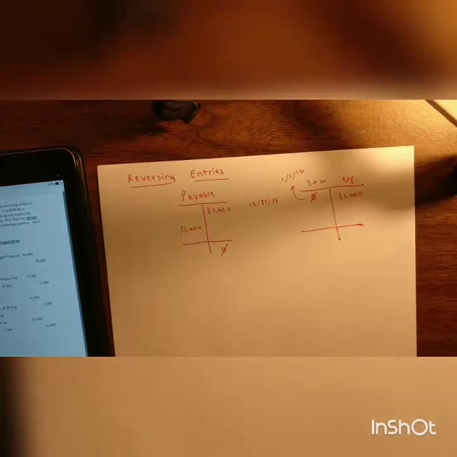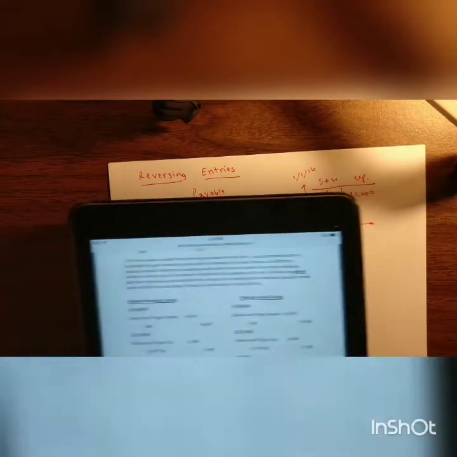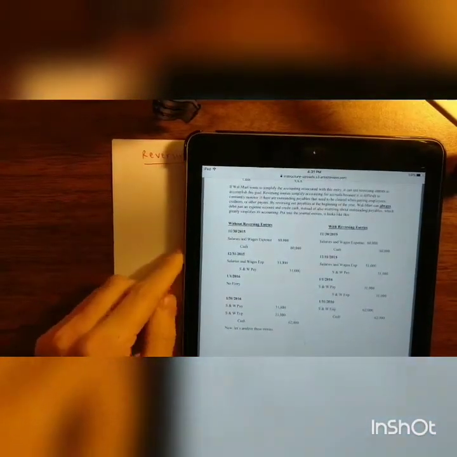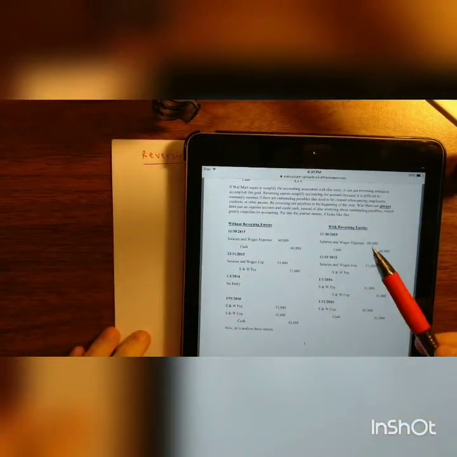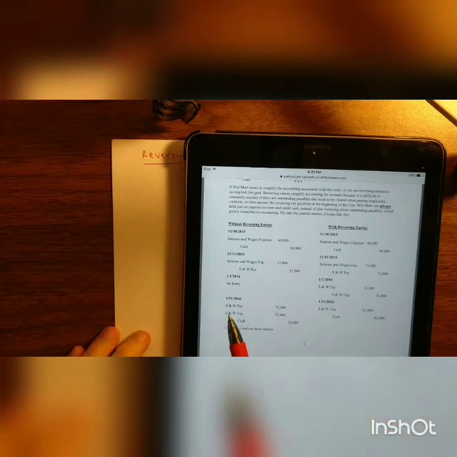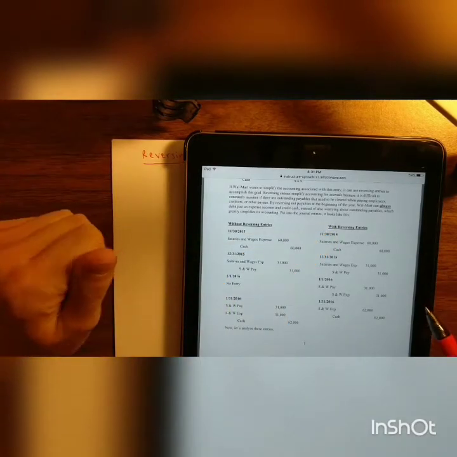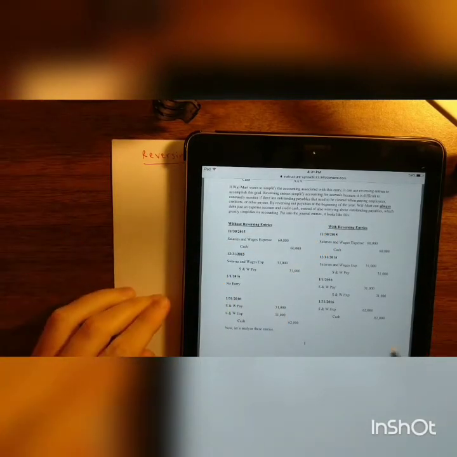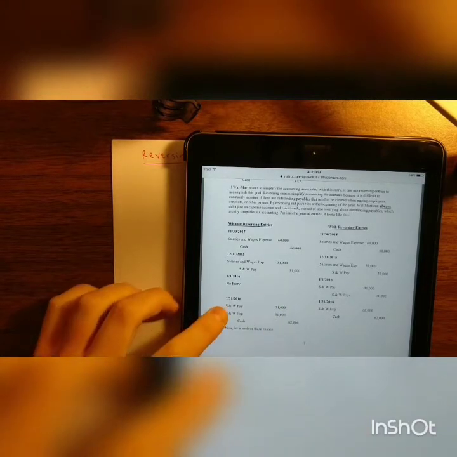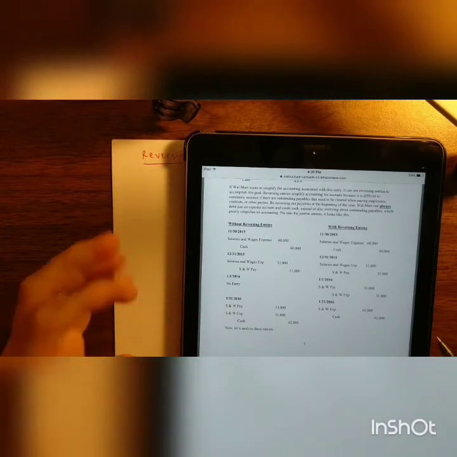Then we move on, so that's what we had there on 1/1/16, for the reversing entries. Then when we go to 1/31 of 2016, which is when this company, in this case I said it was Walmart or whatever company it is, in this case, without reversing entries, you do it like we normally would.